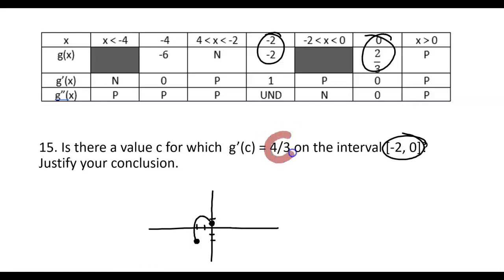They're asking, is the slope at some point negative 4/3? Is there a tangent line that has a slope of 4/3 somewhere? I'm going to guess it to be right about here for now. So the answer is yes.